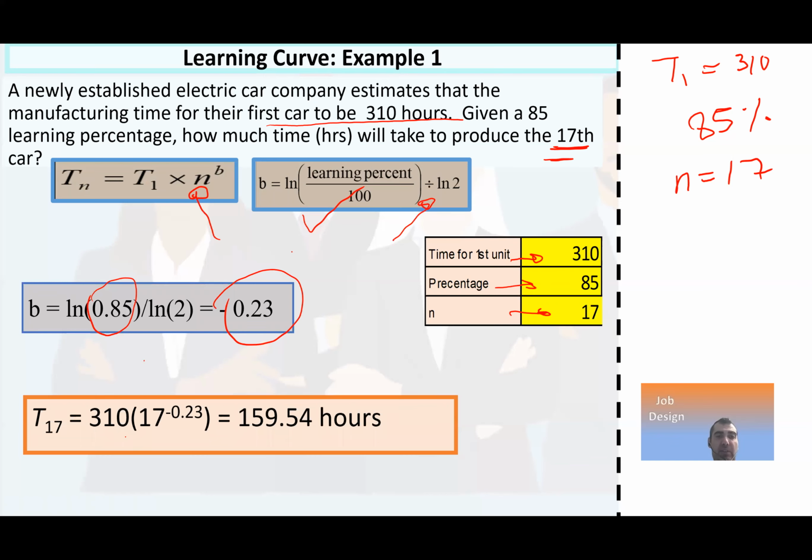So we end up with 310 times 17 to the power of negative 0.23, and it's going to give us 159.54 hours. So we went down from 310 hours to 159 hours on the 17th unit car. So the learning curve really applies here.